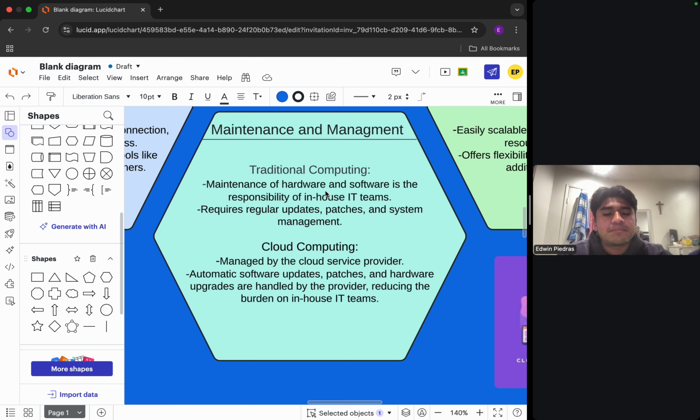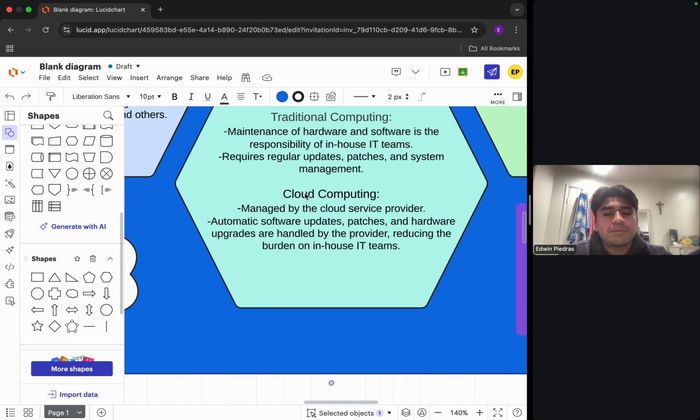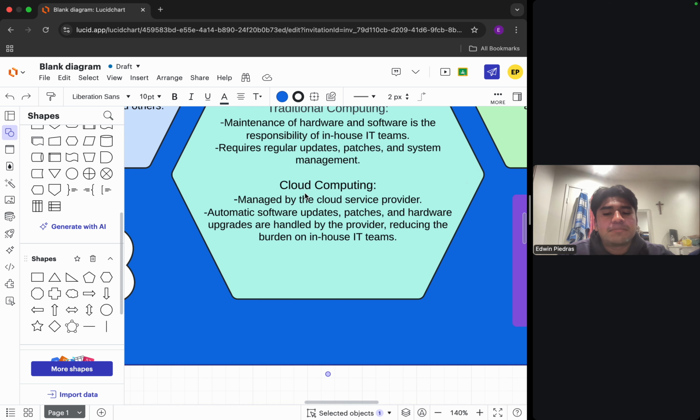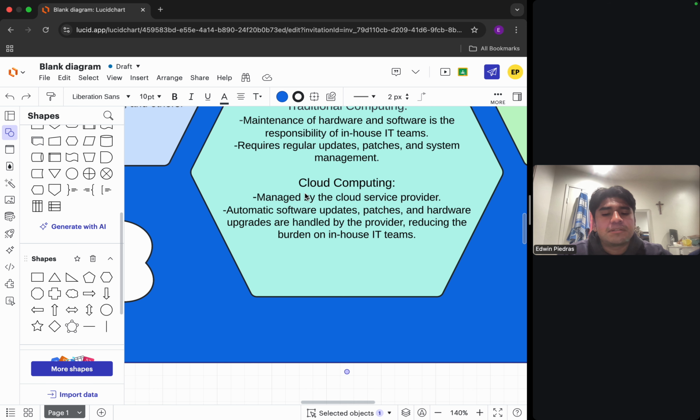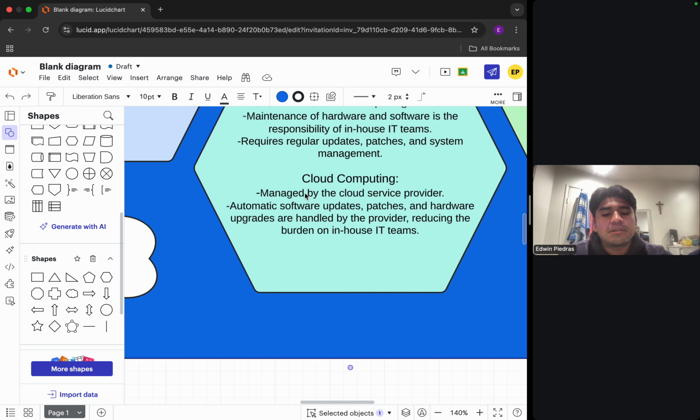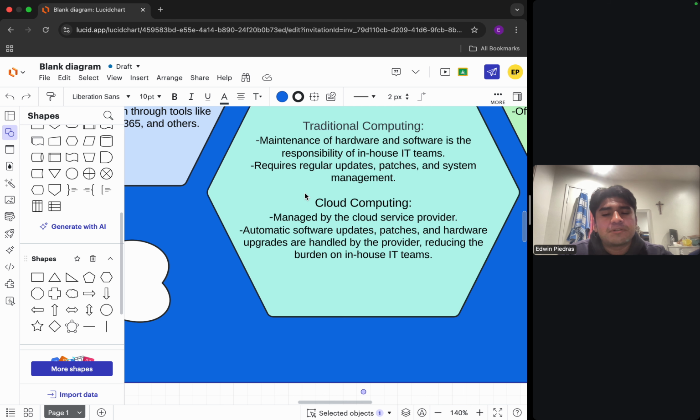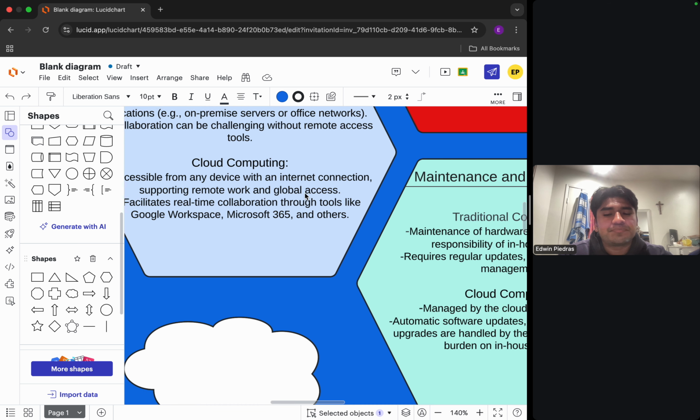and system management. So for cloud computing, it's managed by the service providers, and it has automatic software updates, patches, and hardware upgrades are also handled by the providers.